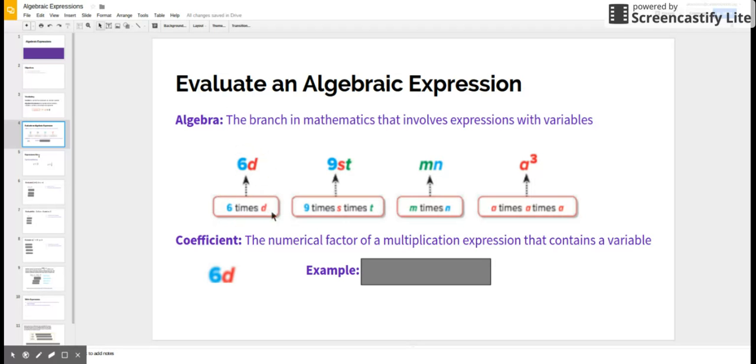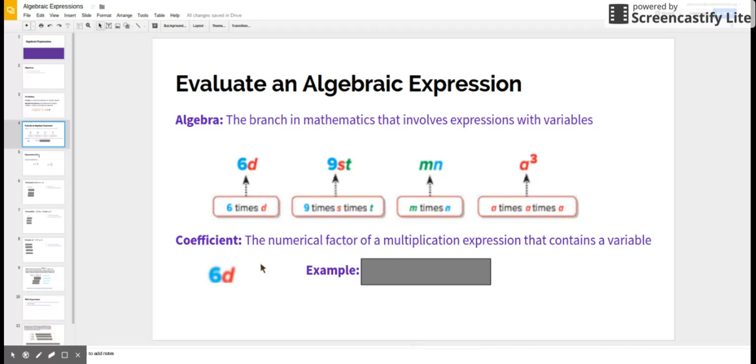So here we have 6D. 6D means 6 times D. Notice there is no multiplication symbol in between, but this is something that you need to know. 9ST is 9 times S times T. MN is M times N. A to the third power is A times A times A.